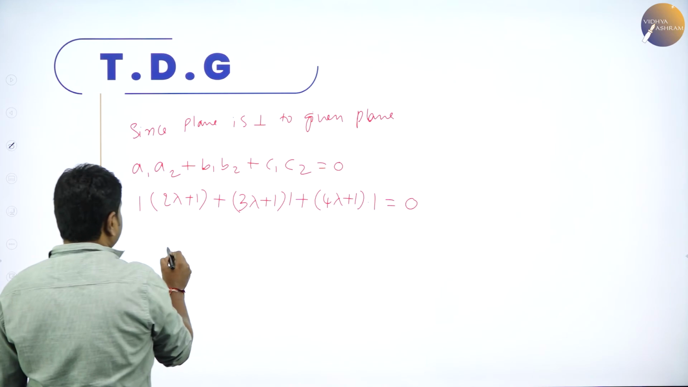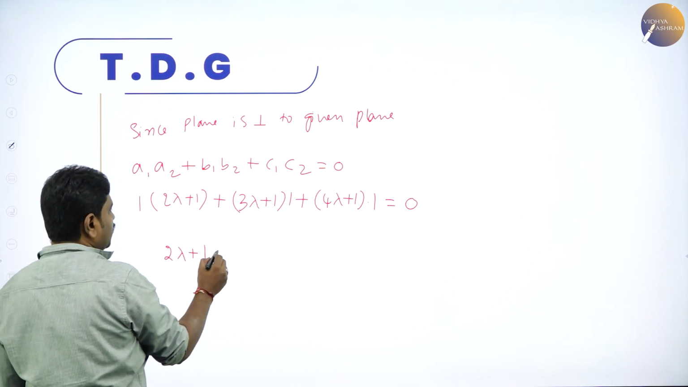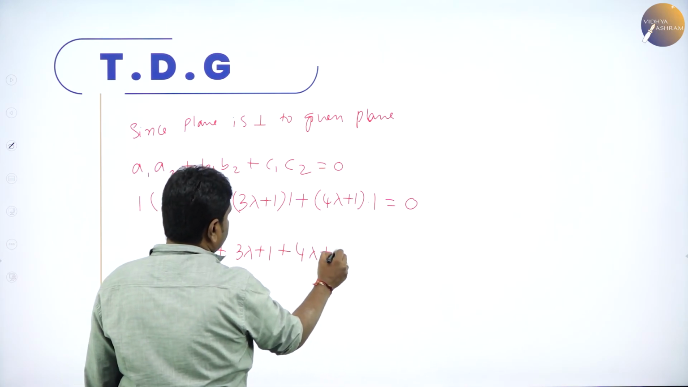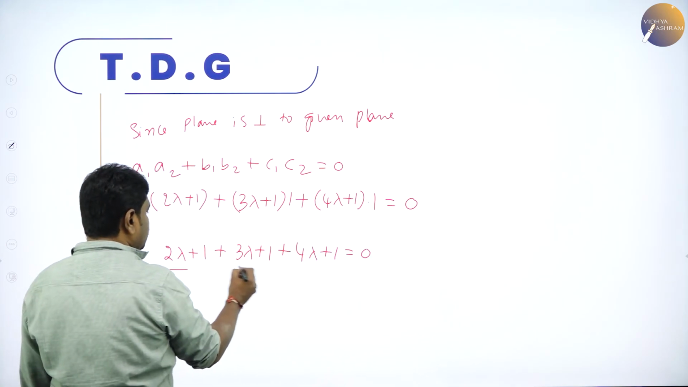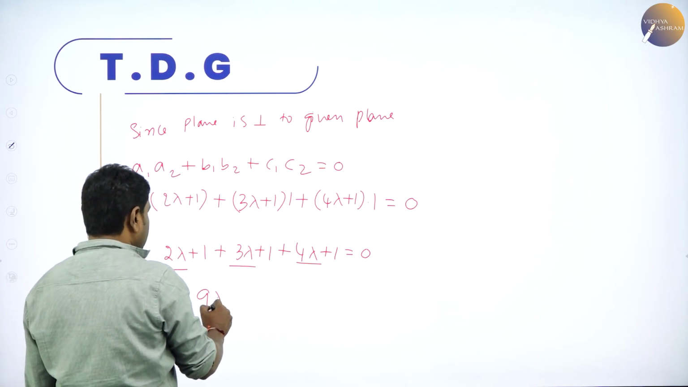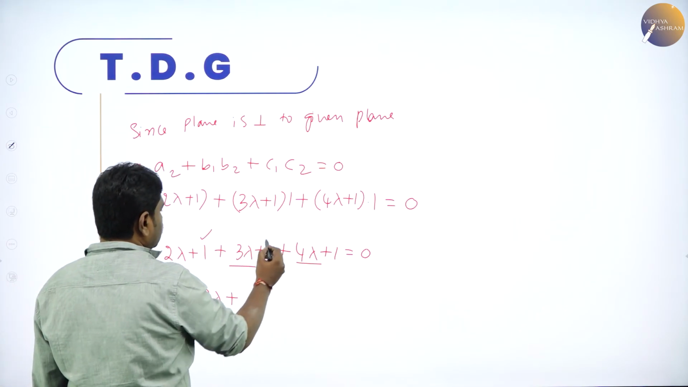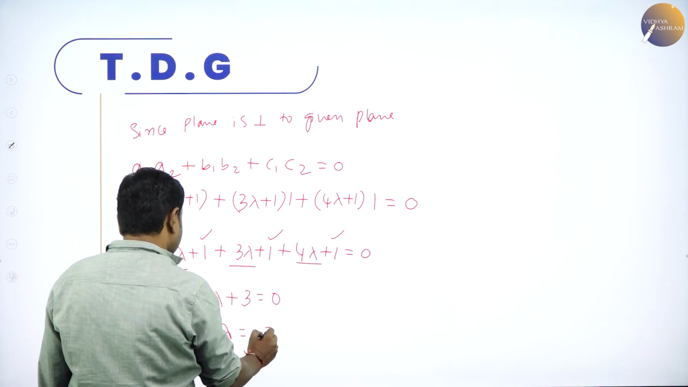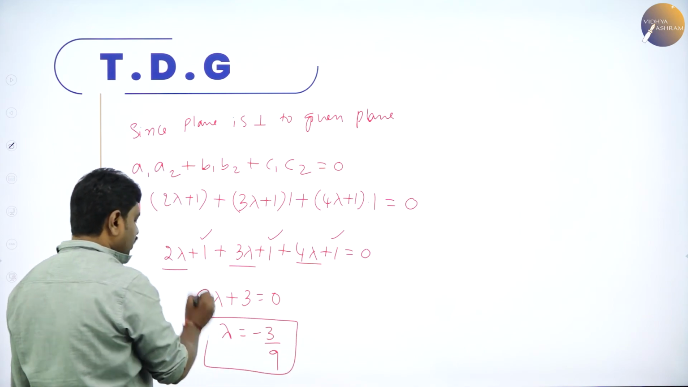So now simplify. 2 lambda plus 1, minus 3 lambda plus 1, plus 4 lambda plus 1, equated to 0. So 2 lambda plus 3 lambda plus 4 lambda, that is 9 lambda, plus 1 plus 1 plus 1 becomes 3, equal to 0. So you'll get lambda equal to minus 3 by 9. You got the value of lambda.